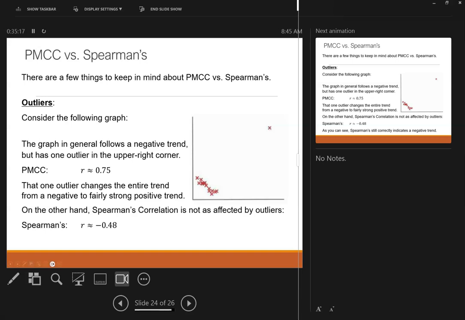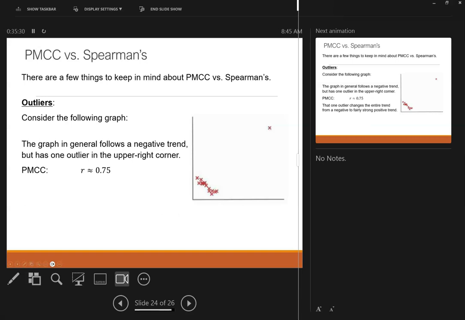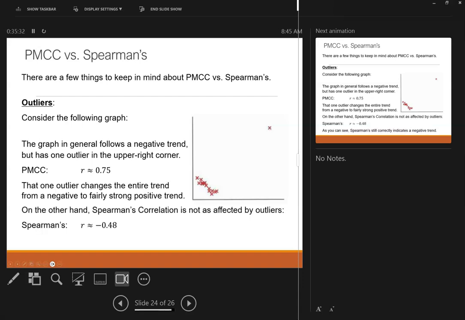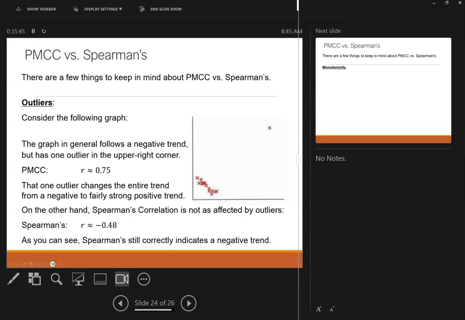If I do the same thing with a Spearman, though, look at the effect. My R value for Spearman is negative 0.48. We've still retained the negative relationship even though this outlier is there. So the takeaway here is that the Pearson statistic is much more impacted by the presence of an outlier than the Spearman is. The Spearman is more resistant to outliers than the Pearson.